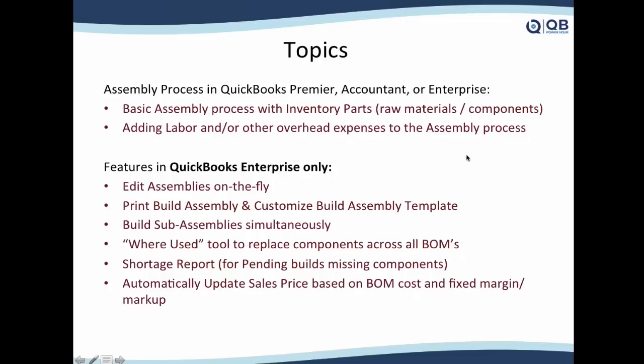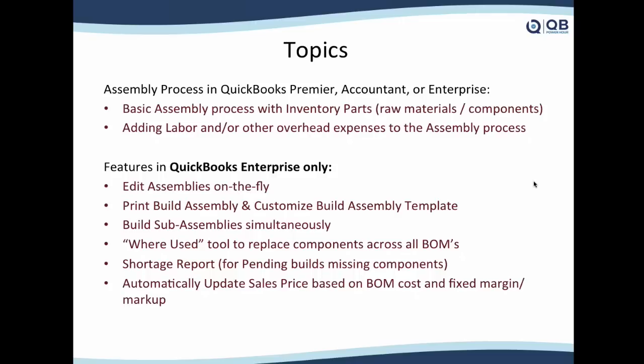Then we'll talk about features that are only on QuickBooks Enterprise. So for all of my manufacturing clients, I strongly recommend that they only work with QuickBooks Enterprise, most specifically because of this. I mean, there's other features as well, but because of these features, it's very important to work with QuickBooks Enterprise. So we'll talk about editing assemblies on the fly. We'll talk about printing the assembly worksheet itself, or customizing the build assembly template. We'll talk about building sub-assemblies, which is like an assembly within an assembly, which is very important for measuring work in process work. So we'll discuss that.